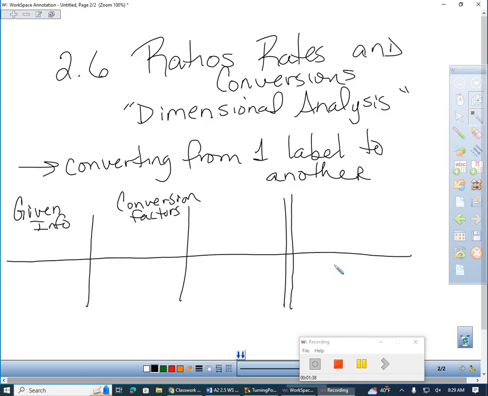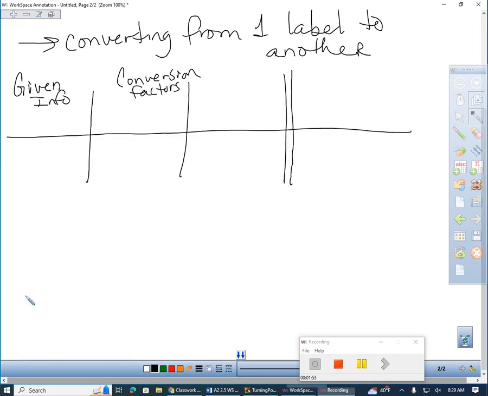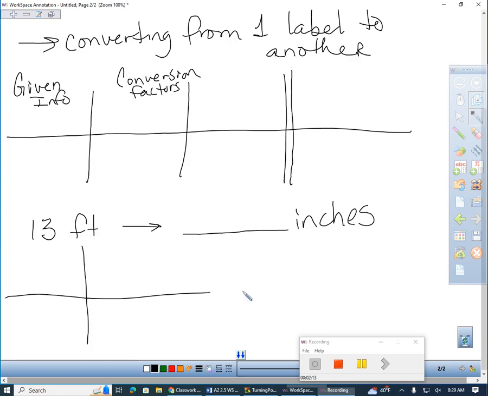Okay, so let me show you a really, really simple one and how that's going to work. So let's say I want to go from 13 feet to, let's say, and I know you guys know how to do this already, inches. I'm going to show you how it goes into our ladder. So our given information goes in the first spot. So 13 feet goes here, and you have to put your label there. The next set of boxes is what we call a conversion factor.